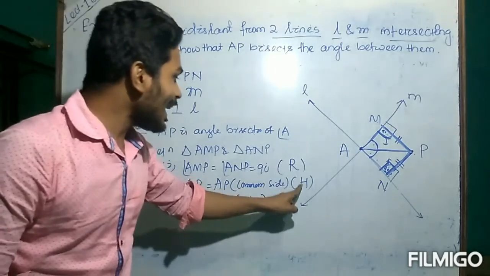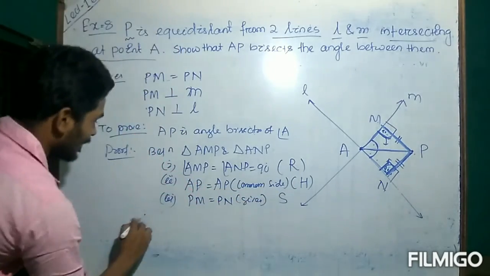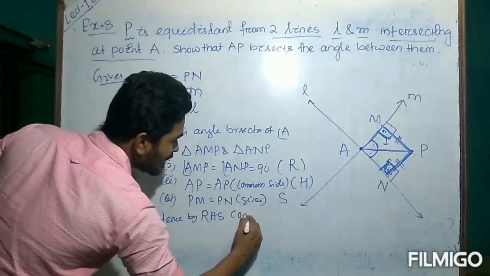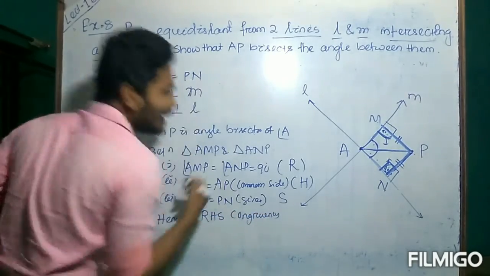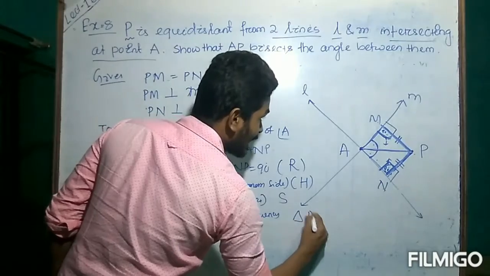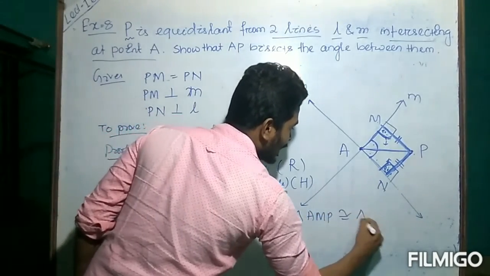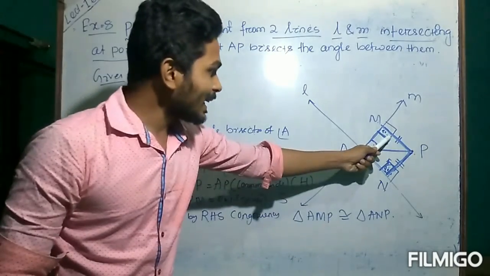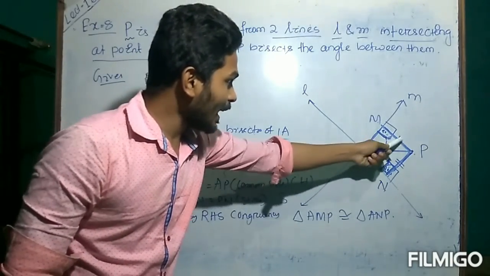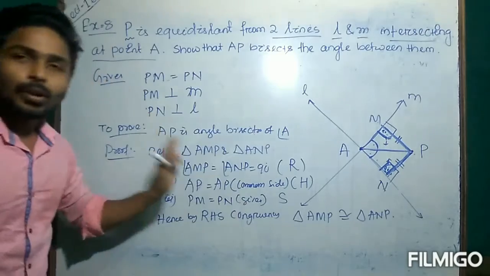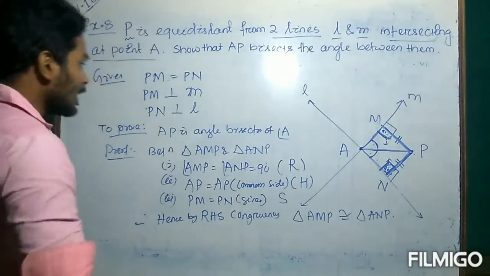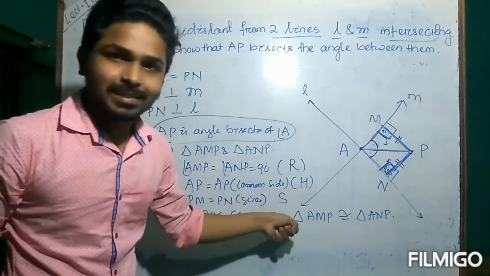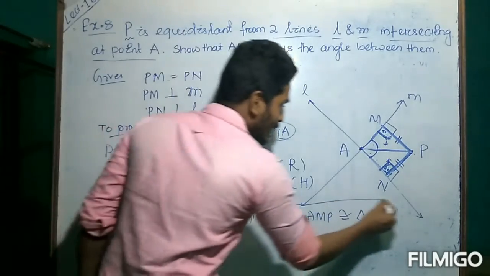So by RHS congruency, hence by RHS congruency, what can we write? This triangle AMP is congruent to the triangle ANP. Do you understand it? So by right angle, hypotenuse and side, both triangles have become congruent now. This is clear. But what do we have to prove? We have to prove AP is the angle bisector. We don't need this. We need this. Now how can you prove it?